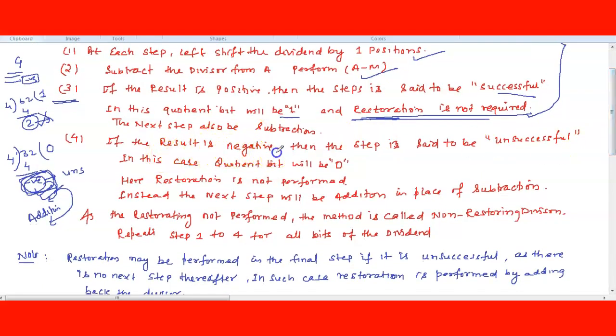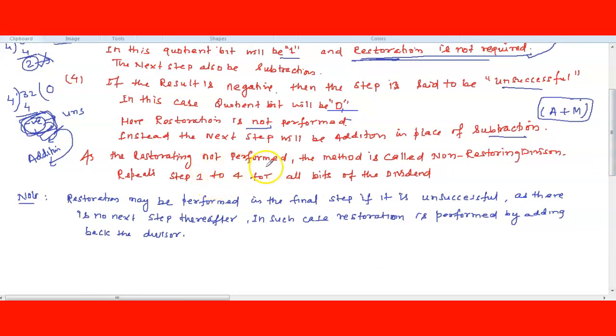If the register bit is negative, then the step is said to be unsuccessful. In this case, the quotient bit will be 0, which is the same as before. The restoration is not required to be performed. Here, restoration is not performed because we are studying the non-restoring method. Instead, the next step will be addition in the place of subtraction. Now in the place of A minus M, you do A plus M. Make sure that the next step is A plus M. As restoration is not performed, this method is said to be the non-restoring division method.